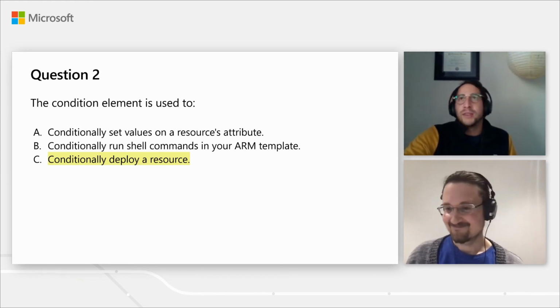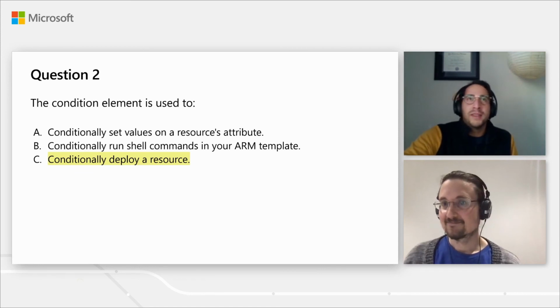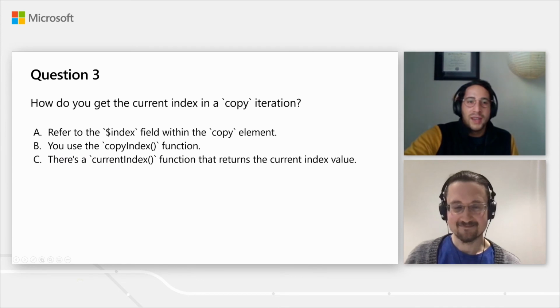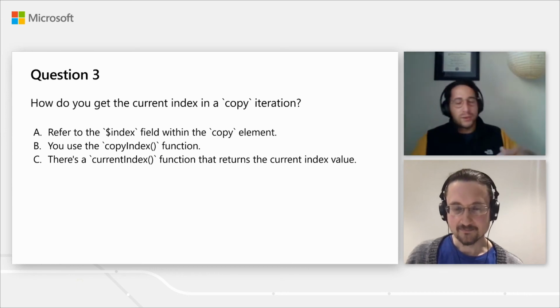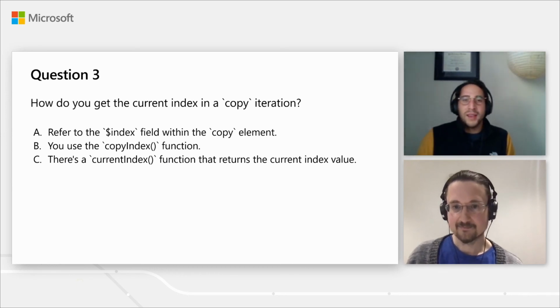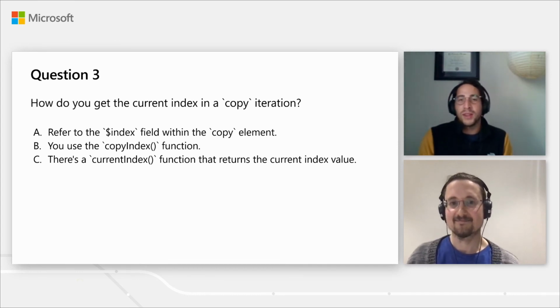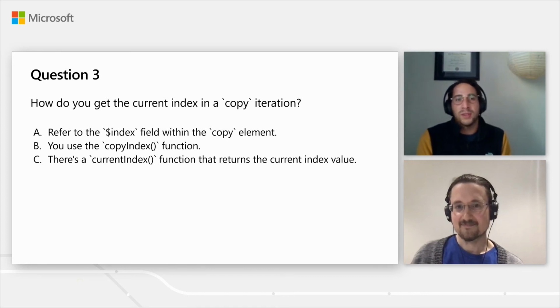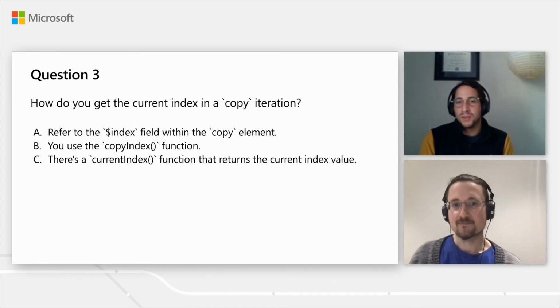So last question. I promise I didn't mean to give you a surprise test here. But the last question is, how do we get the current index in a copy iteration? And we did speed through this last section, so you can give hints on this one, Chris, because we just wanted to speed through it so we could get to this and then get to some more of your questions. So let's kind of speed through this one as well.